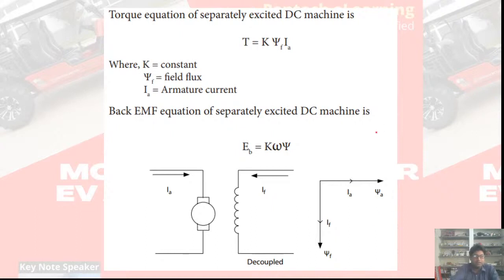You see the torque equation here, it is basically equal to some constant into flux into armature current. Here omega is not present. But for combustion engine, this torque is dependent on omega. But in separately excited DC machine, torque is independent of RPM. This is called decoupled control. Without touching the torque, I can change the RPM.